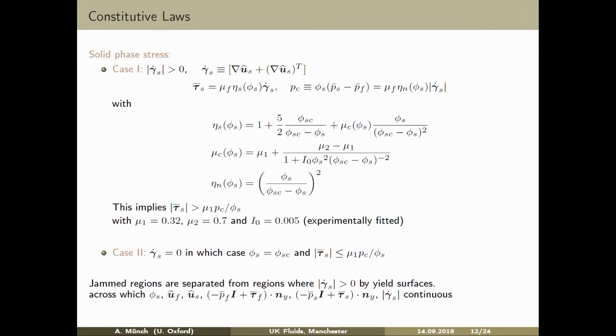So what does this mean? Let's assume you keep P_c fixed and you let gamma_S dot, the strain rate, go to 0. Then eta_N has to go to infinity, phi_S has to go to phi_SC. But this also means that eta_S goes to infinity at the same rate. So if you look at this product here and take the modulus, it will have to go to a fixed value. So gamma_S dot goes to 0, stress goes to a fixed value, bingo, we have a yield stress behavior. Once you're below this limiting value, gamma_S dot is 0, and the solid phase behaves like a solid.